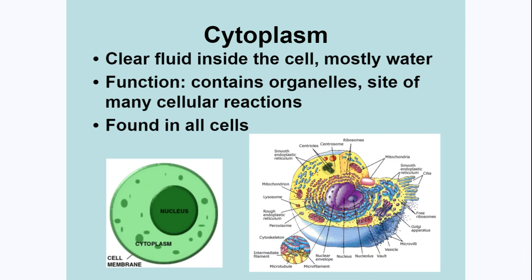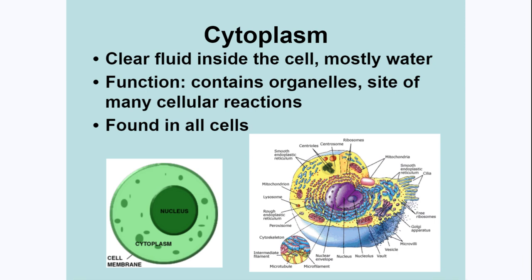The next thing we have here is the cytoplasm. Now, anytime you see CYT, CYT means cell. So the cytoplasm is basically the jelly that makes up the cell. It says it's a clear fluid inside the cell, mostly water, and its function is basically to hold the things in place. We've all had Jell-O before. So you know how Jell-O is just kind of like this goo? Well, that's really what the cytoplasm is like.